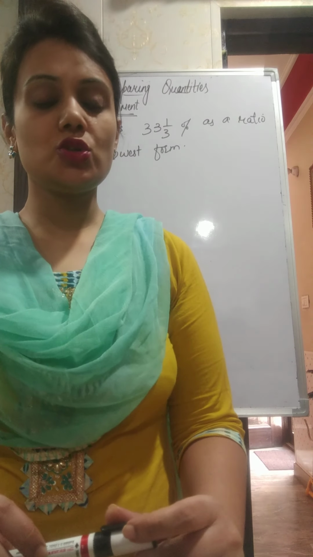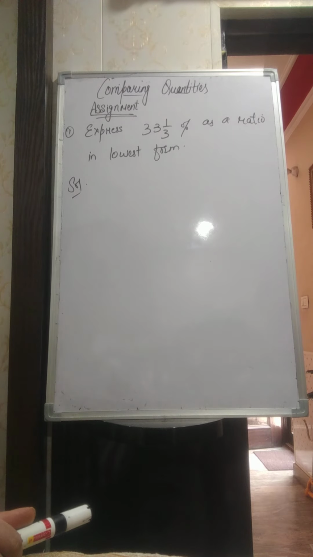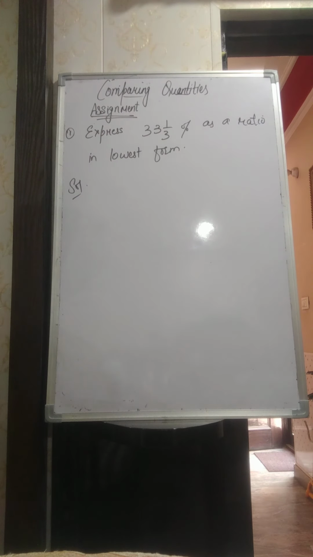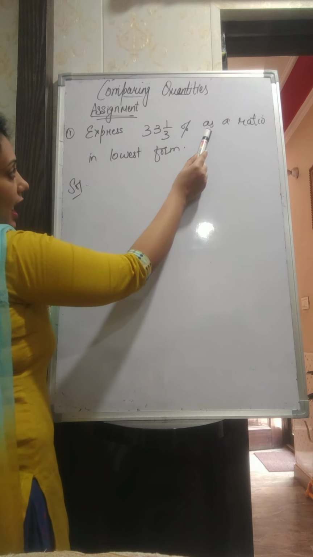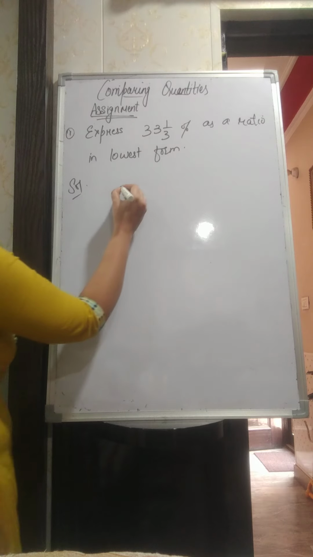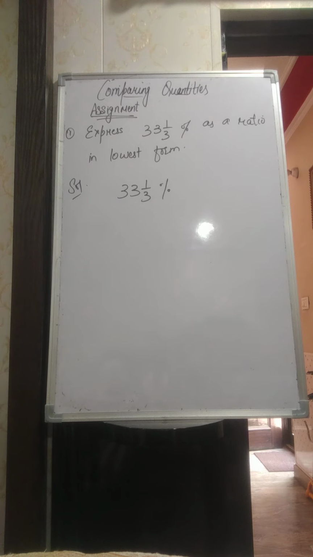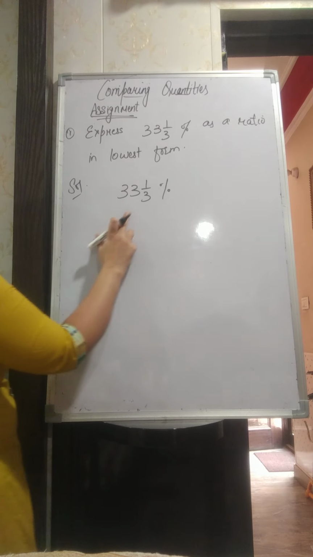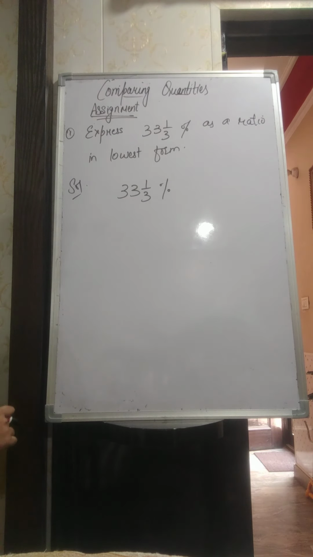Students, today we are going to start the assignment of chapter number 8, comparing quantities. So here is the first question of the assignment of chapter 8, comparing quantities, that is, express 33 1 by 3% as a ratio in lowest form. Now, what we have? We have 33 1 by 3%. We have to solve it and then we have to represent it in the form of ratio, and that too in lowest form. For that, what we will be doing?